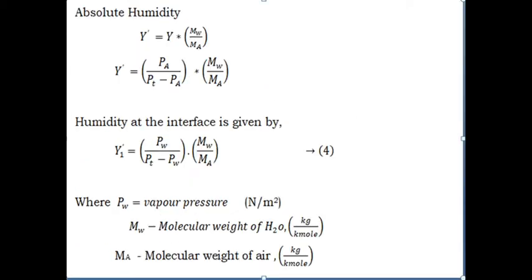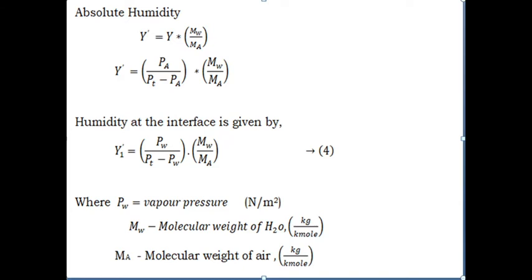Absolute humidity Y dash is equal to molar humidity Y into Mw by Ma. Why? Because the system is an air-water system. So Mw is the molecular weight of water, Ma is the molecular weight of air, and capital Y is the molar humidity. So this is the relationship between absolute humidity and molar humidity: capital Y dash is equal to Y into Mw divided by Ma. Here capital Y is nothing but molar humidity. In terms of pressure, the molar humidity is equal to Pa by Pt minus Pa.